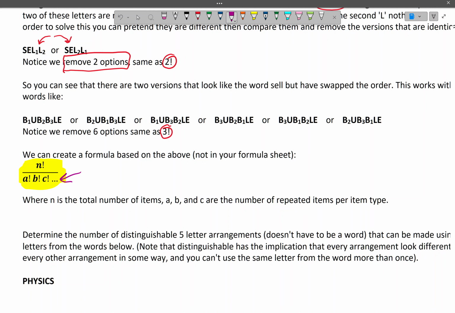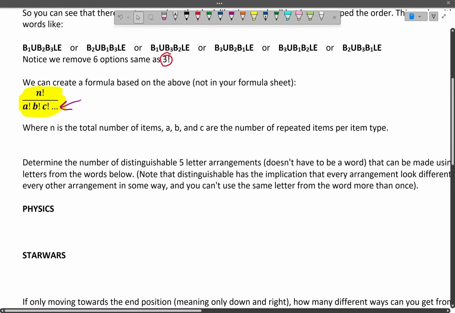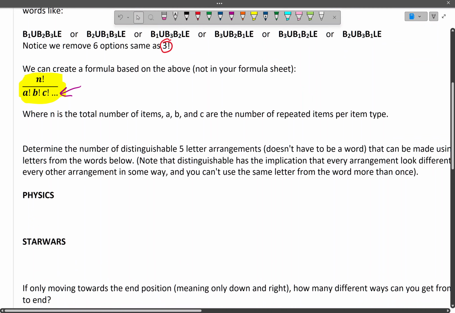You could understand the idea that I have written just above, saying we need to remove certain items based off the repetition, but I would honestly just memorize this one. N factorial over a factorial, b factorial, c factorial. I call this the perm repetition formula. So if there are repeated items, we're going to divide by that amount.